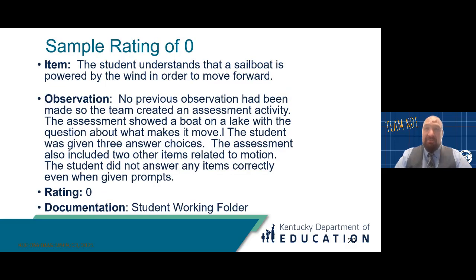So let's discuss what a 0 looks like. On this slide, you will see what a 0 rating would look like. This is the lowest possible score on the TAR. The item: the student understands that a sailboat is powered by the wind in order to move forward. The observation: no previous observation had been made, so the team created an assessment activity. The assessment showed a boat on a lake with the question about what makes it move. The student was given 3 answer choices. The assessment also included 2 other items related to motion. The student did not answer any items correctly, even when given prompts. The rating would be a 0. The documentation would be the student's working folder.